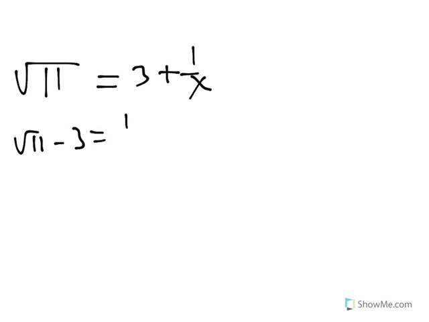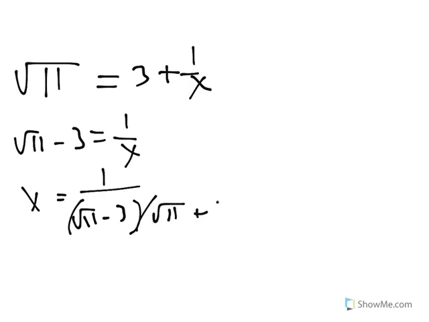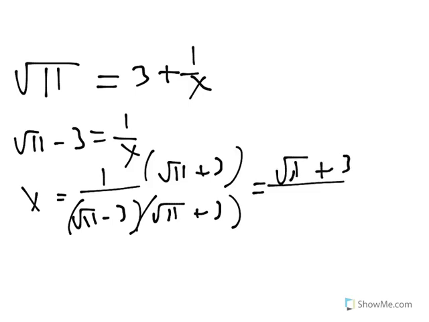As a challenge, you could try to do this with the square root of 11. It becomes 3 plus 1 over x. Root 11 minus 3 equals 1 over x equals 1 over root 11 minus 3. Rationalize the denominator. Get radical 11 plus 3. This becomes 11 minus 9, which is 2.